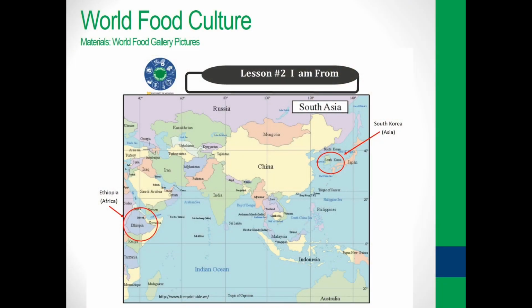But before we jump into this and start looking at the photos, let's make sure we look at a map and know exactly where these two countries are. So let's take a look at where South Korea is. Notice it is in East Asia between the Sea of Japan and the Yellow Sea. Ethiopia, on the other hand, is in Northeast Africa. Ethiopia is landlocked and does not have any coastline. These geographic features will play a factor in each country's food culture.